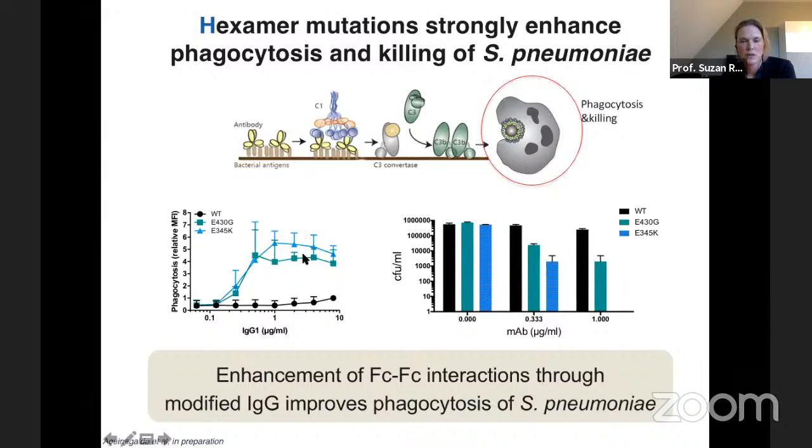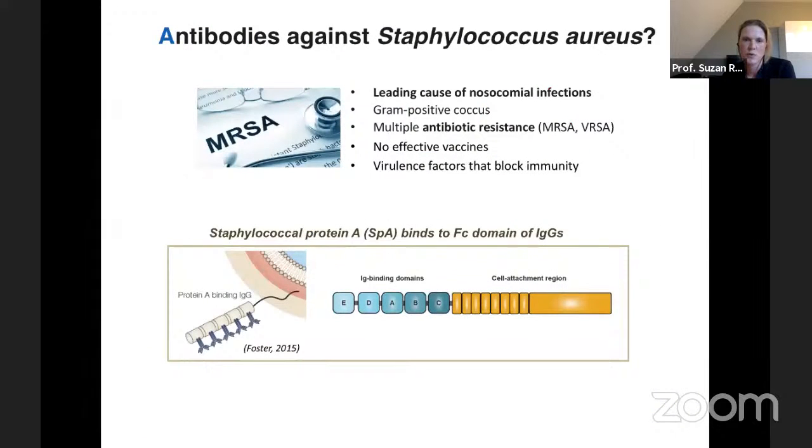And then when you look into the killing of the bacteria, we also see that wild type antibodies have a poor killing capacity, and at 1 microgram per ml, we see especially that this hexabody variant is very potent in killing. So we couldn't resolve any colony on our plate, but also this variant is better. So we conclude that the enhancement of FC-FC interactions by modifying monoclonal antibodies can improve the phagocytosis and killing of Streptococcus pneumoniae.